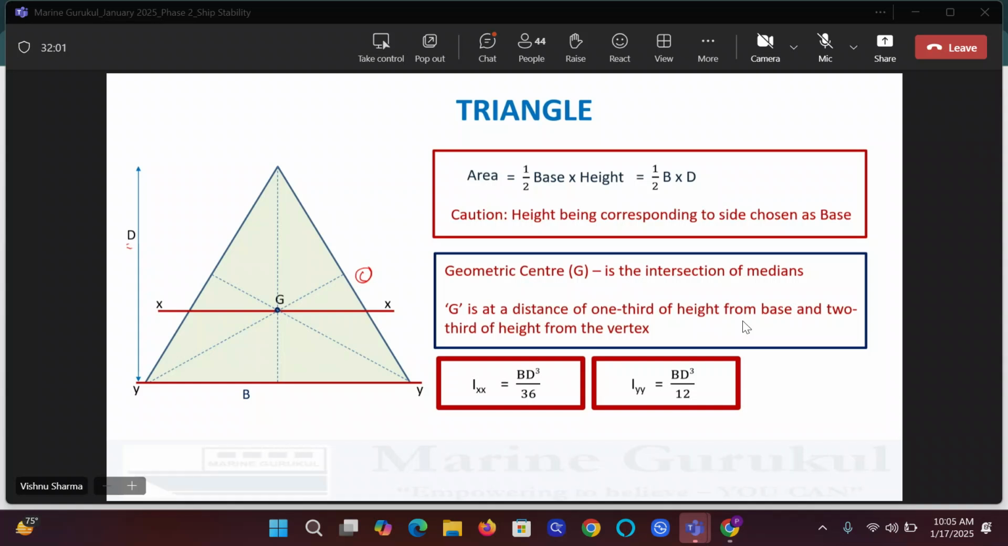Another formula which will help us in questions, and when the questions come, I'll tell you why, and you'll realize how easy it becomes if these formulae are learned. This one, ZZ. What is ZZ? Passing through the vertex parallel to the base. IZZ is BD cubed by 4. So if you learn these three formulae, life will be much, much easier.